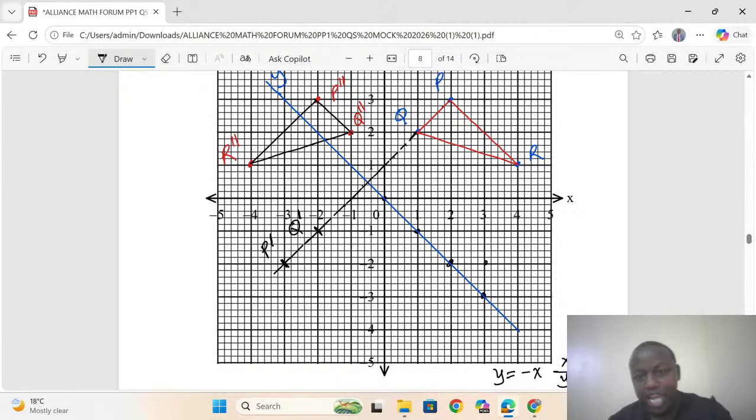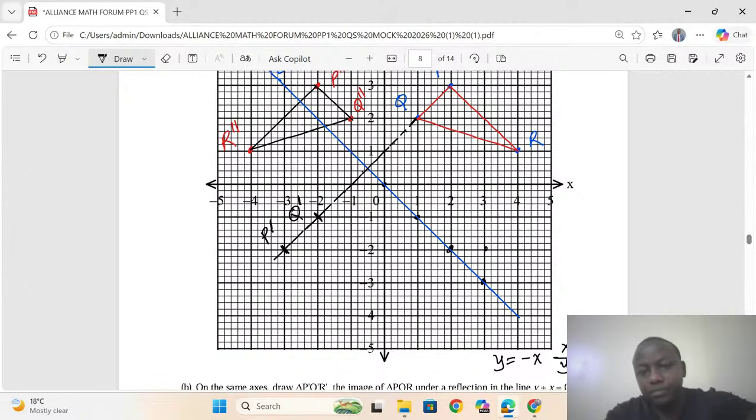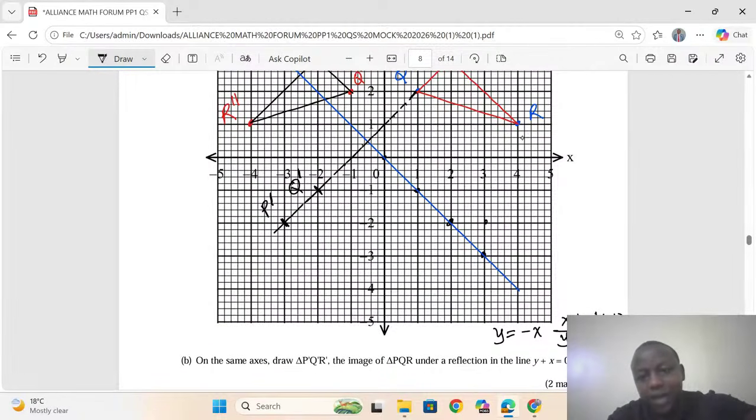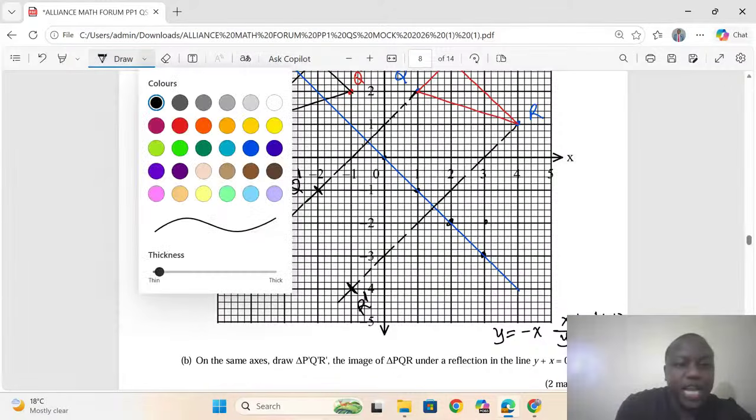I proceed, I do the same for R. So I join R perpendicularly to the mirror line. Then I move an equal distance to the other side. So from the mirror line to where R is, then to the opposite side, and I do so an equal distance. So this is supposed to be R prime, like that. Then with this we can join to come up with the triangle.